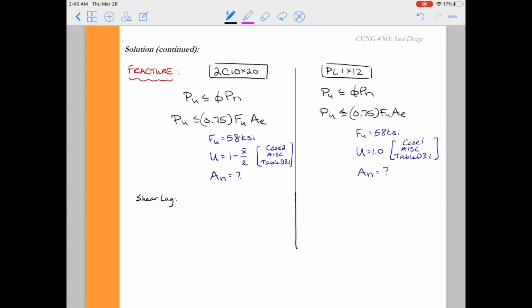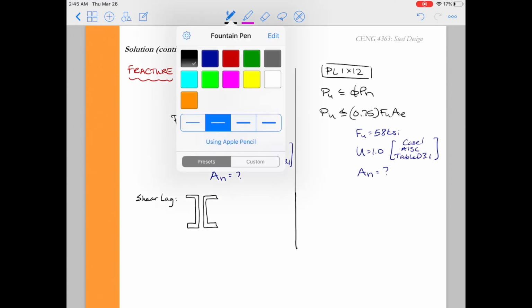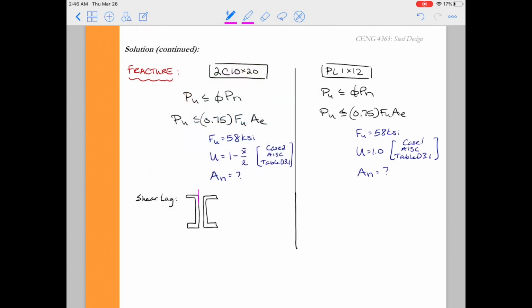Alright, so let's start with the shear lag factor for the double channel section. Here's a quick sketch of the double channel section as it's connected to the plate member. I've sketched the plate member here in magenta and the double channel section in black. U is 1 minus x bar over L. Because not all the elements of the channel cross section are connected to that plate, we have to consider the effect of shear lag as axial force in those flanges of the channel gets back to the plate. To figure that out, we need the distance between the center of gravity of the channel section and the plane of the connection, because that is our definition for x bar.